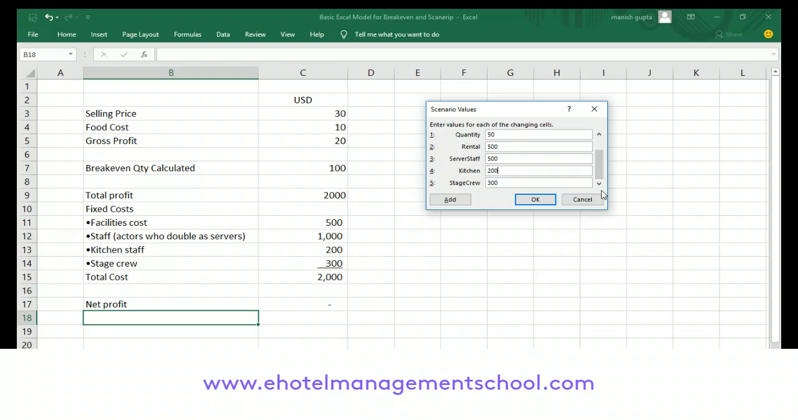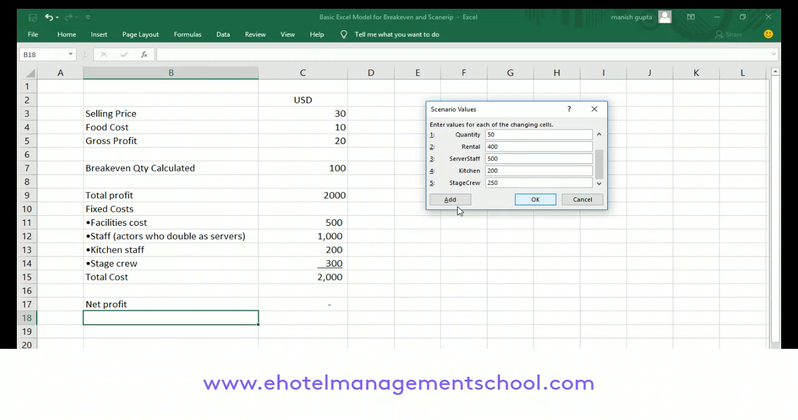Stage crew will remain the same because the number of people on the stage will remain the same. The only thing is you may want to reduce the quantity of the music or entertainment. Let's say you are able to negotiate and reduce it to 250. Rental, you are also able to negotiate and say it's 400.